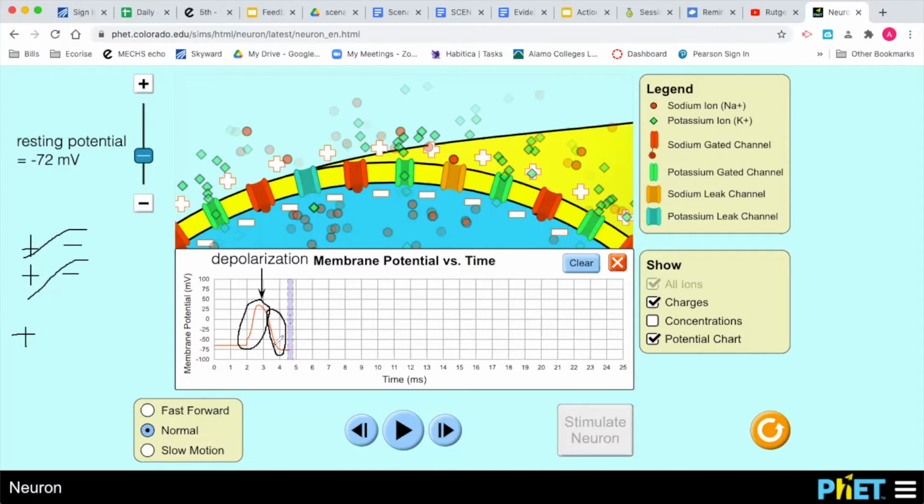Okay, so now the charge has gone back down. It has become negative again. This process is known as, put my next arrow, polarization.